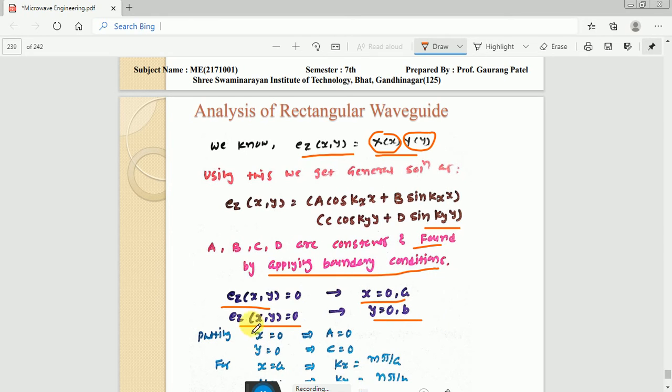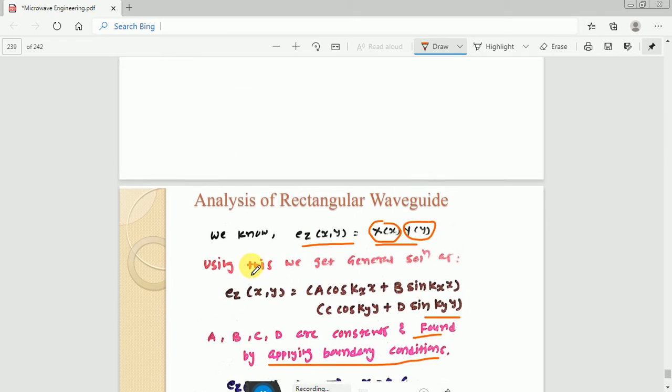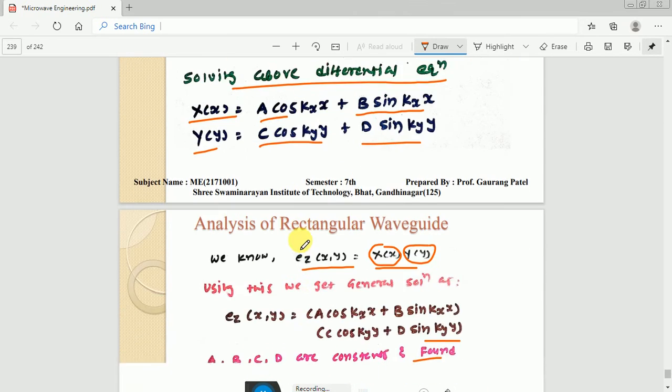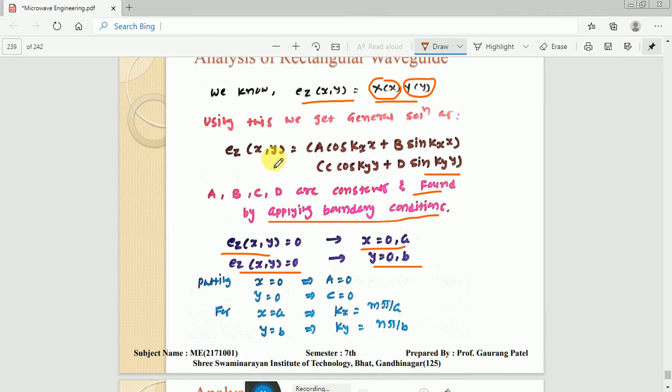So putting z is equal to 0 for x is equal to a, we will get z is equal to 0 for x is equal to 0, we will get the value of constant a to be 0. Similarly, if we apply the second boundary condition, that is y is equal to 0 and z is equal to 0, we will get the value of c equal to 0.